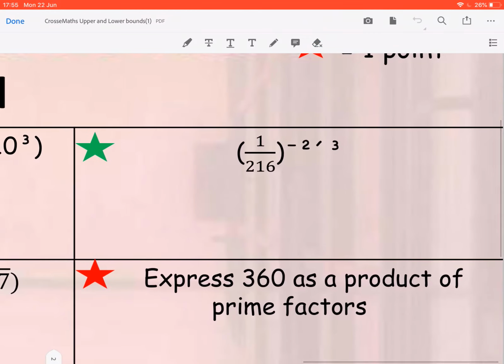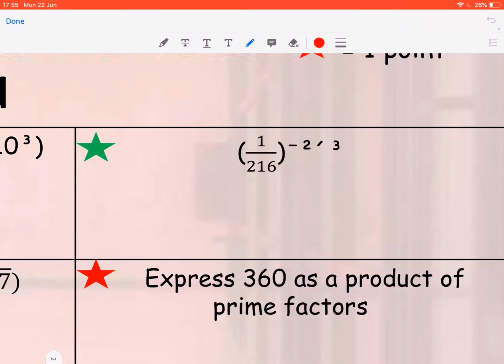Next one. A little bit of indices now. It looks more complicated than it is. Okay, there's 3 rules going on. You've got the negative rule, you've got the square rule, and you've got the divided by 3 rule. The negative rule is the one I'm going to do first. All that means is flip it upside down. If you've got 1 over 216 and you flip it upside down, all you end up with is positive 216 to the power of 2/3.